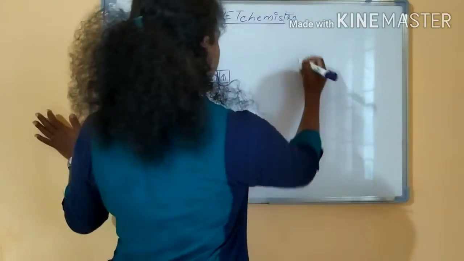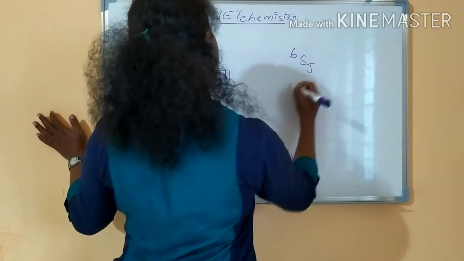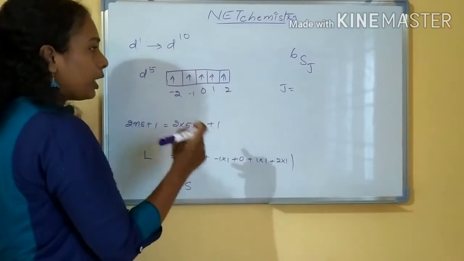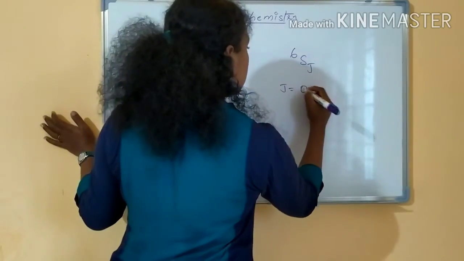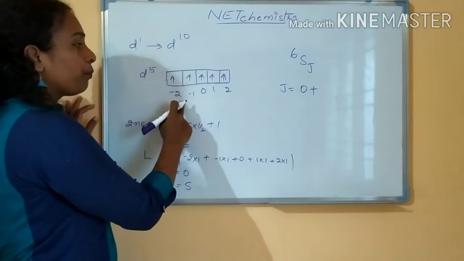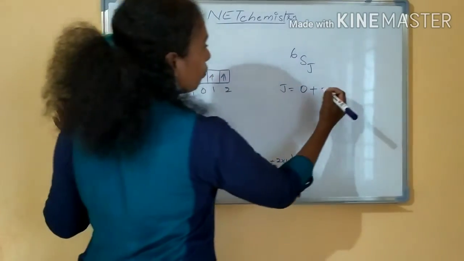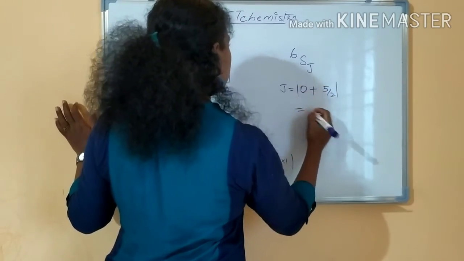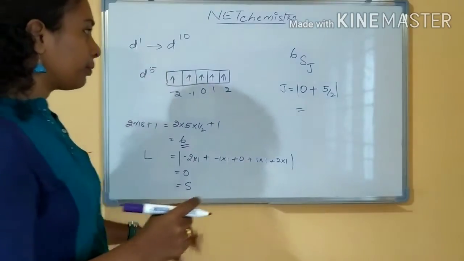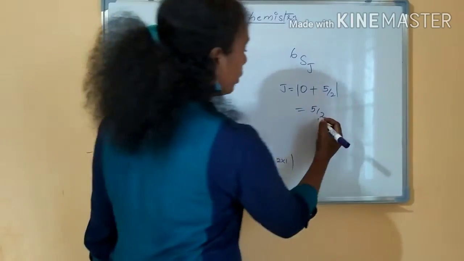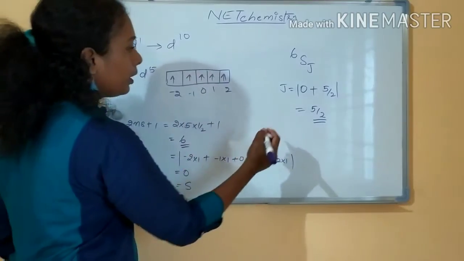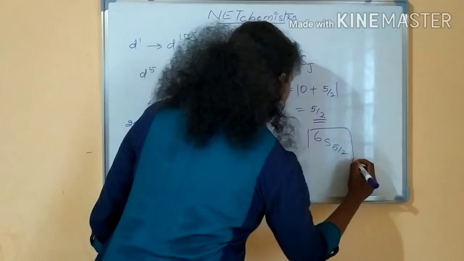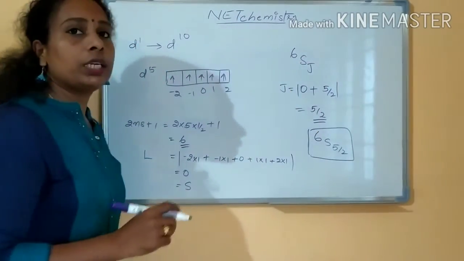So you got 6S J. Now the J value is pending. How to calculate the J value? L plus S to L minus S. So the L value you know is 0, and what is the S value? Spin is 5 into 1 by 2, which is equal to 5 by 2, right? 0 plus 5 by 2 is 5 by 2, right? So for the D5 configuration, 6S 5 by 2 is the term symbol.